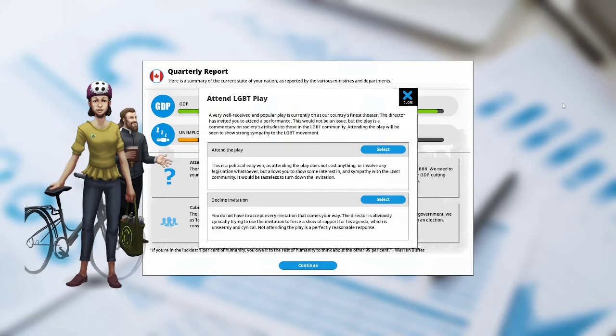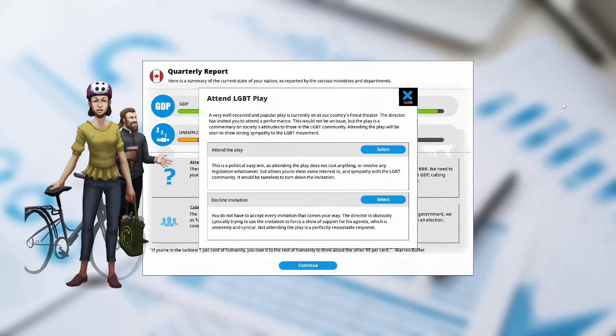A very well received and popular play is current at our country's finest theatre. The director has invited you to attend the performance. This would not be an issue, but the play is a commentary on society's attitudes to those in the LGBT community. Attending the play will be seen to show strong sympathy to the LGBT movement.